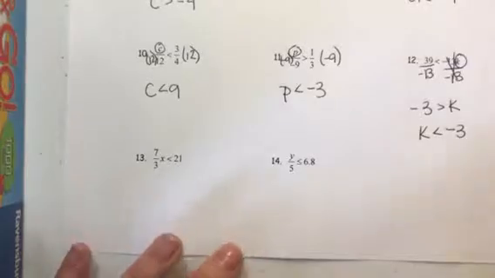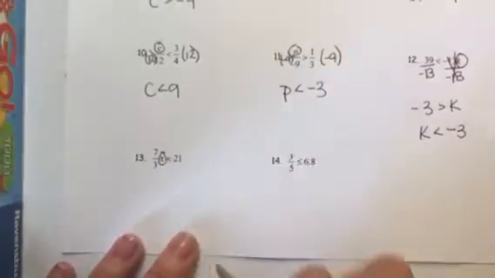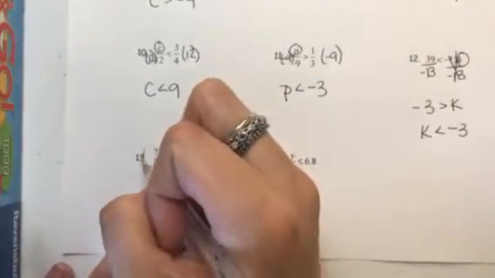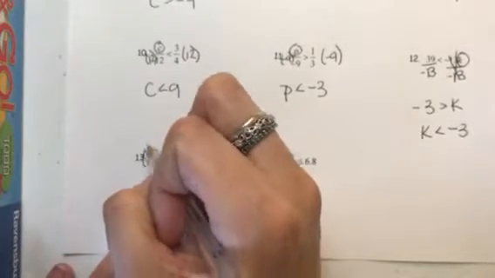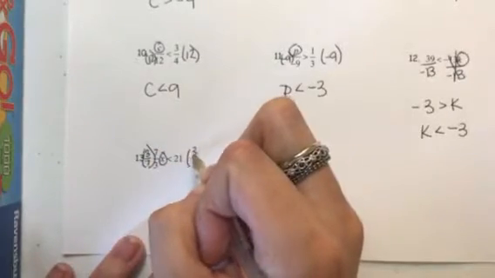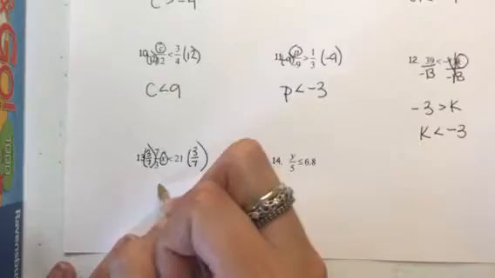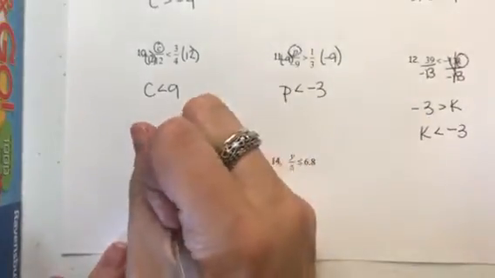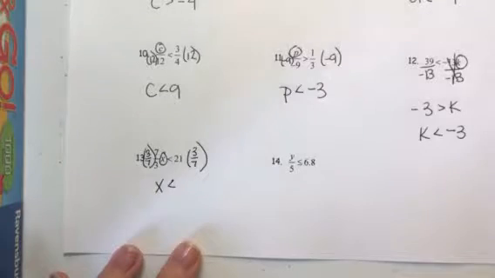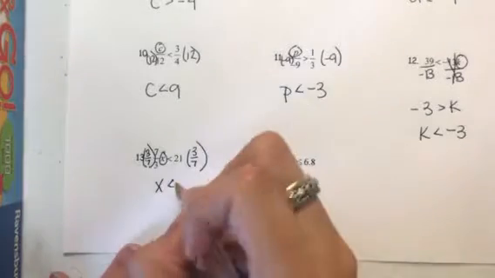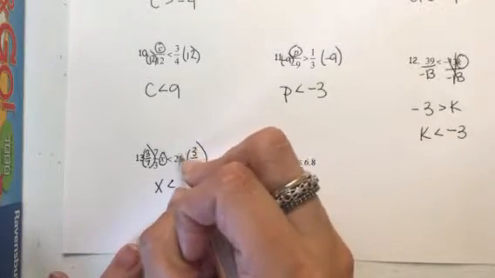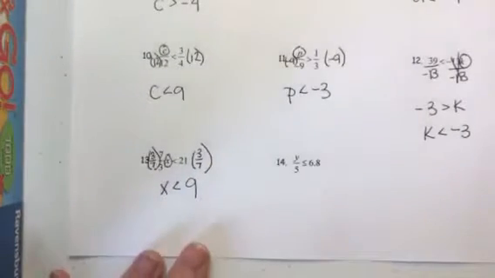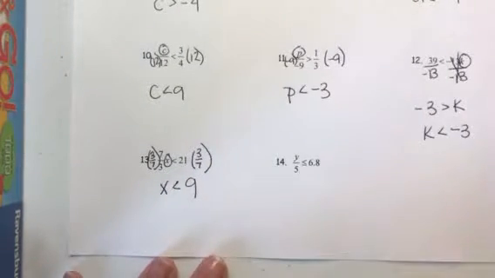Number 13, to get x by itself, you can either divide by 7/3 or you can multiply by the reciprocal, which is 3/7. We are multiplying by a positive, so that is not a reason to flip the sign. And 21 times 3/7 will give us 9. So we get x is less than 9.